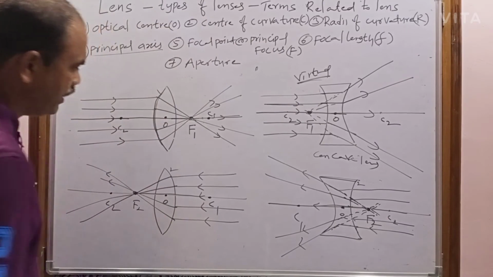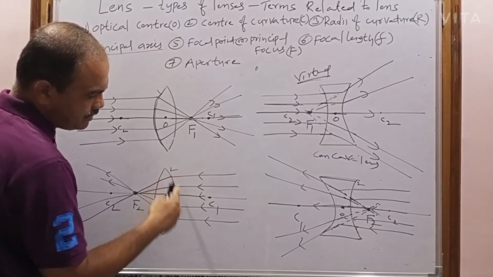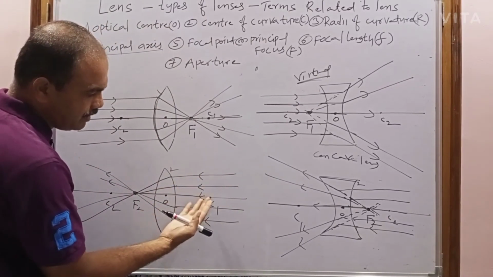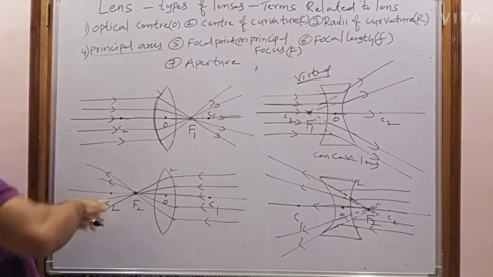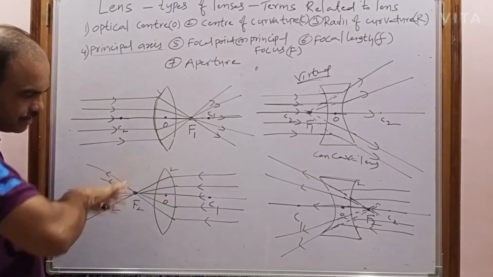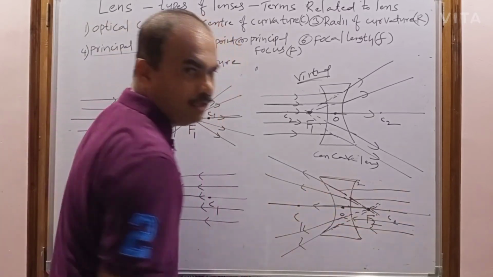But in case of the convex lens, the parallel beam of light is incident on the second surface, but the principal focus will exist on the opposite side or other side of the lens. But here it is on the same side of the lens.